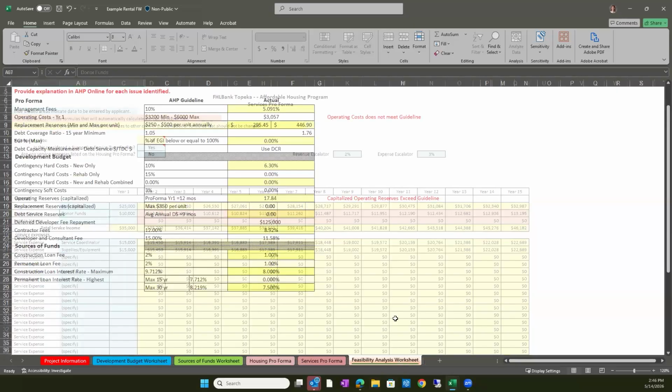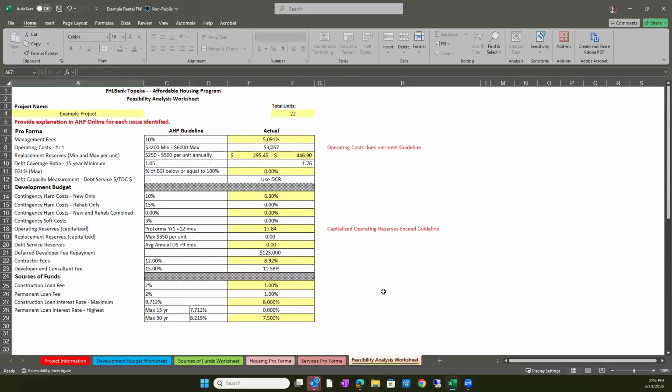Okay, moving to the final tab of the feasibility workbook. This is our feasibility analysis worksheet. So this is where all the guideline items are. This tab does not have any entry fields. There's nothing you need to fill out on this tab. There's nothing you need to necessarily do. It just gives a summary of all the feasibility related AHP guidelines, again, from exhibits A and B of the implementation plan. It's all the guidelines that we analyze via the feasibility workbook.